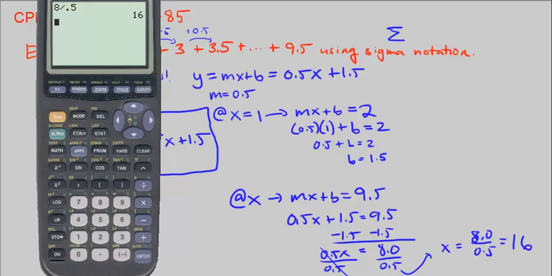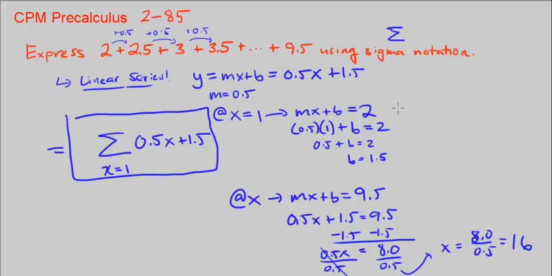All right, so there we go. My stopping index is when my term is 9.5, and I know x is equal to 16 there. So my stopping index is 16. All right. So this is the series in sigma notation, and we're done. That ends CPM Precalculus Chapter 2, number 85.